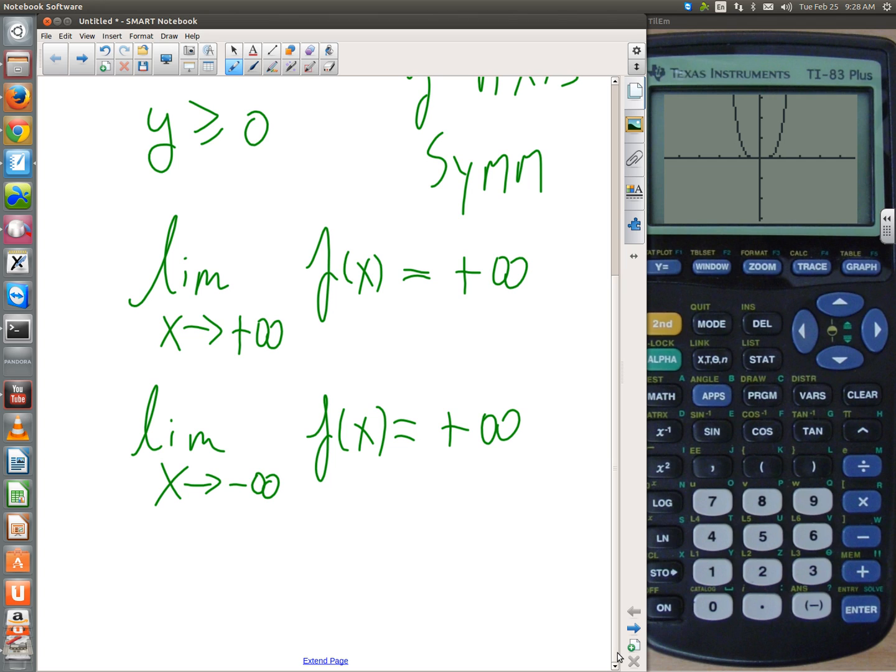Now, we don't always talk about limits at infinity. Sometimes we talk about limits at a point, at x equals 2 or something. We'll get to that. We've got to start talking about limits. We're just trying to get used to the idea. All right. What about odd functions?